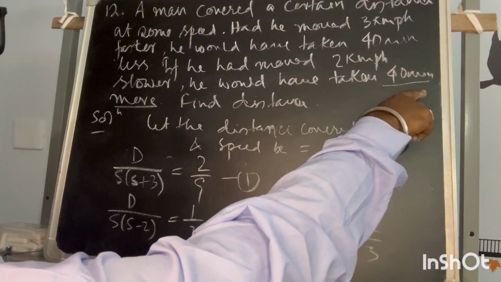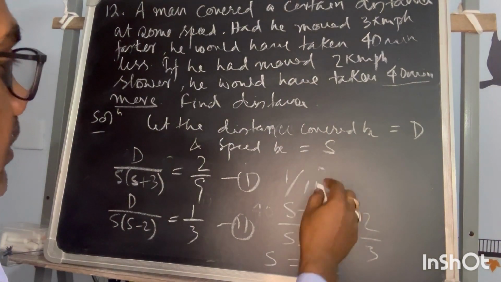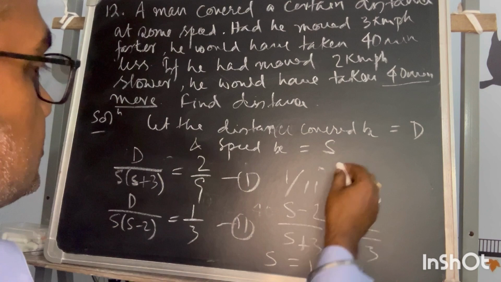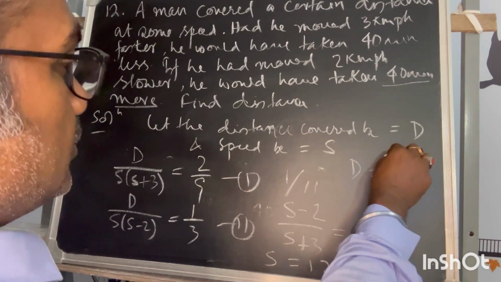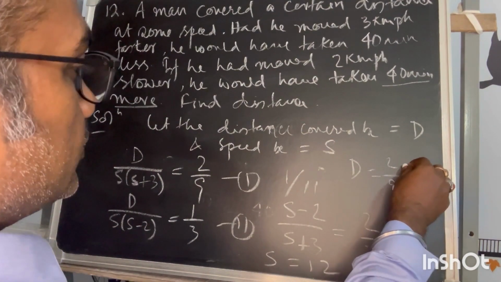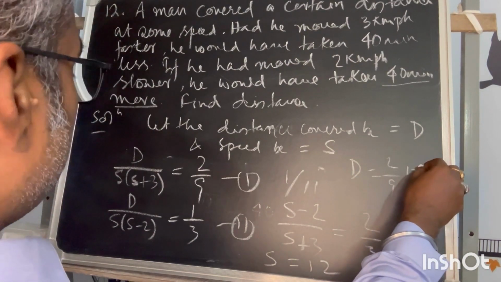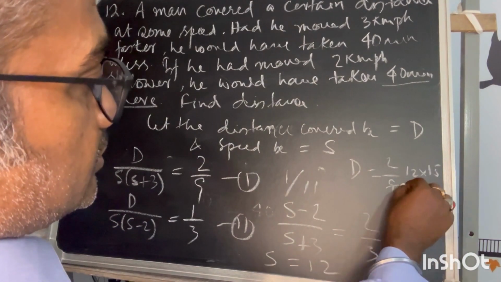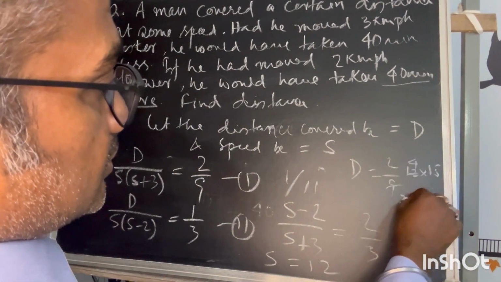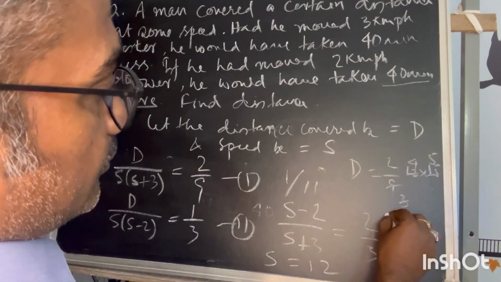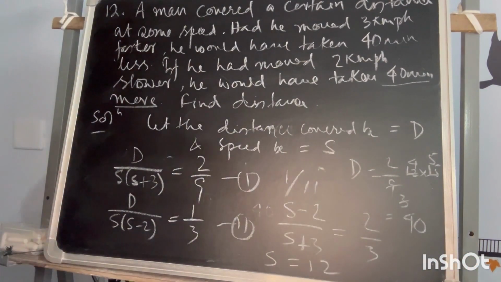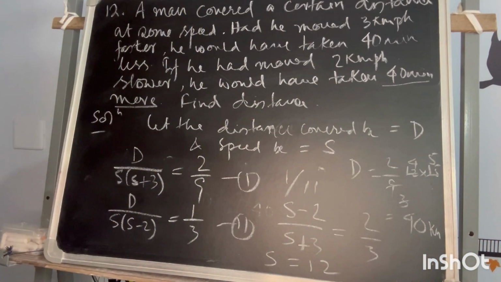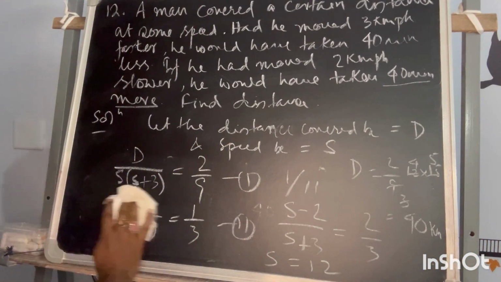Now he would have taken 40 minutes. So find the distance. Now that s has been found, what would your distance be? Any of the equations you can use to solve it. So distance is equal to 2 by 9 into s plus 3, with s equal to 12, 12 plus 3 is 15. So that is 3 3s are 9, 3 4s are 12, 5 4s are 20, 40. So distance is 40. Now it is in kilometers, so I will write kilometers. Fine, so distance is 40 kilometers.